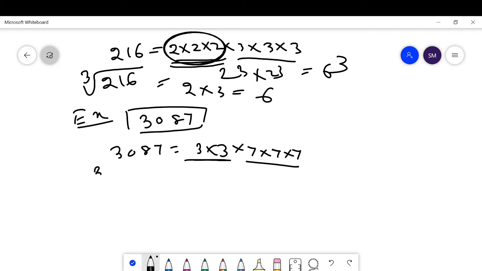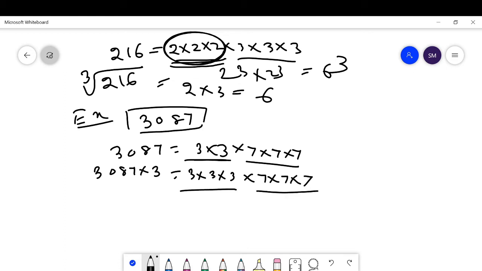If we multiply 3087 by 3, then on the right side we get a triplet of 3 and a triplet of 7. This is 3 cube into 7 cube. Then it is a perfect cube. Which smallest number is multiplied with 3087 to make it a perfect cube? 3 is multiplied. When 3 is multiplied with 3087, it will become a perfect cube.